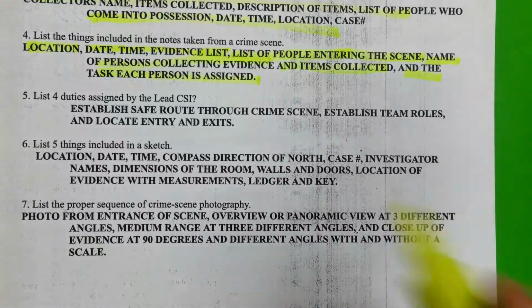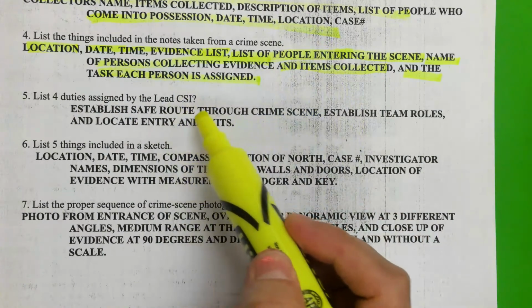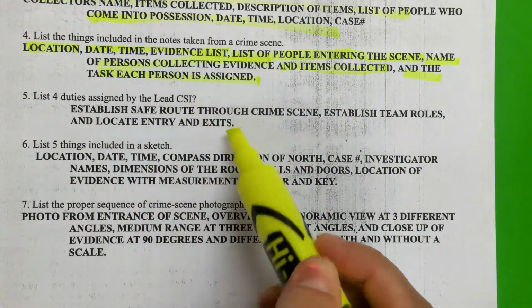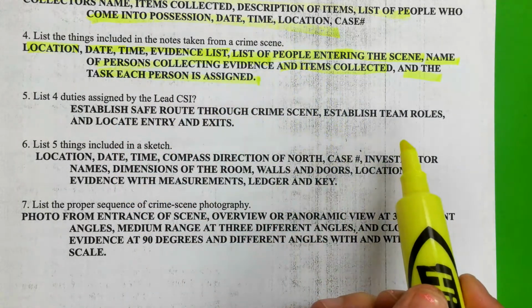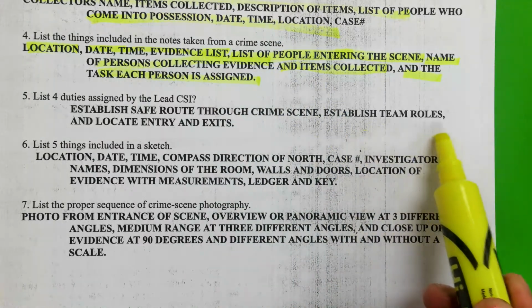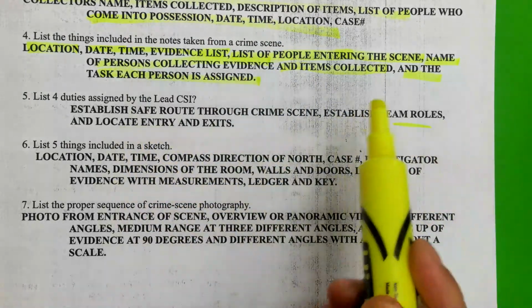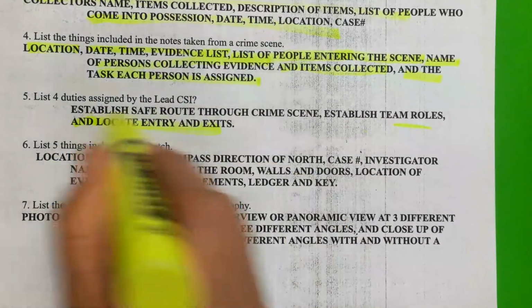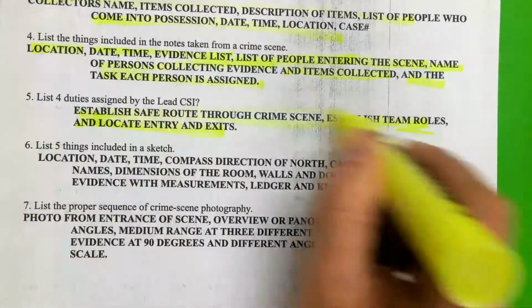Number five, list 4 duties assigned to the lead CSI. So they got to establish a safe route through the crime scene. Also, they got to establish team roles. And also, they got to locate the entry and the exit as well.